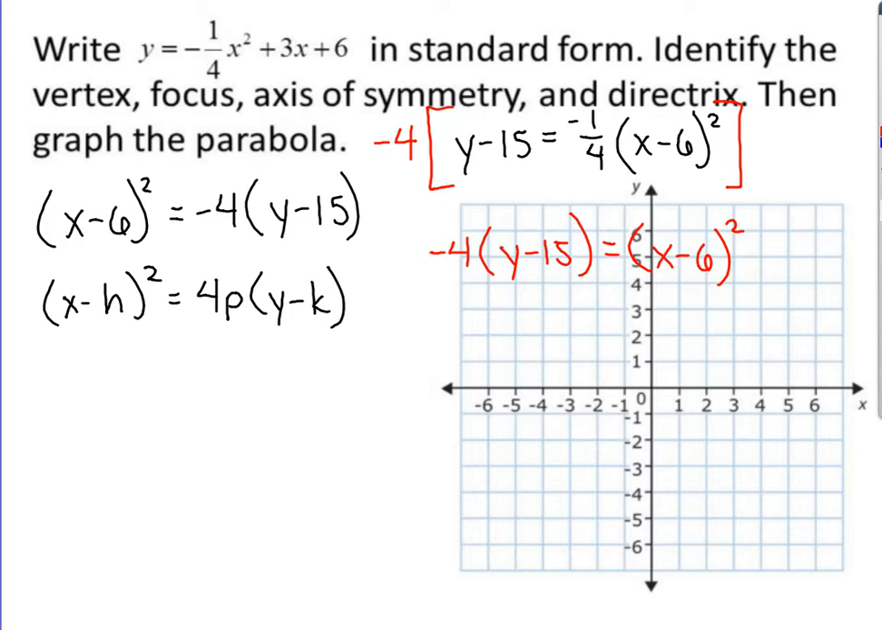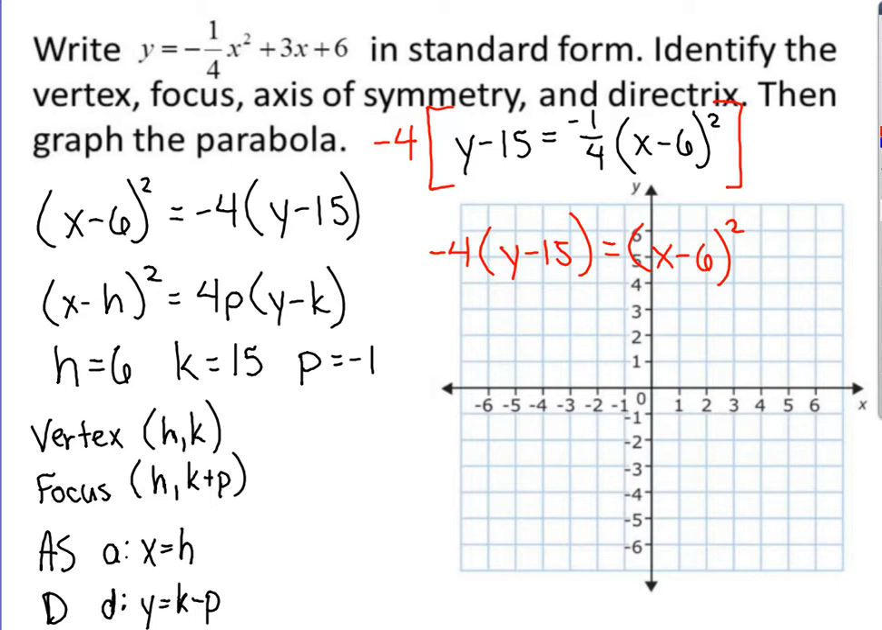Now this is in the form of a parabola that's going to open vertically because the x part is squared. And the standard form of that equation is x minus h squared is equal to 4p times y minus k. So in this case, remember when you pull it out of the parentheses, you change the signs. So our h value is 6, our k value is a positive 15, and our p value, because 4p is equal to negative 4, we know that p has to equal negative 1.